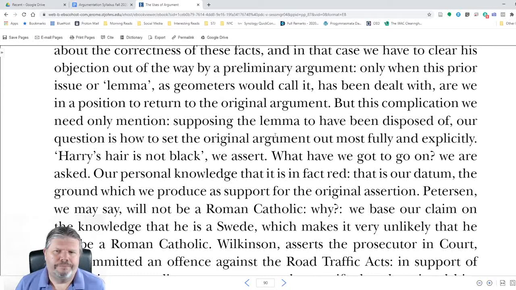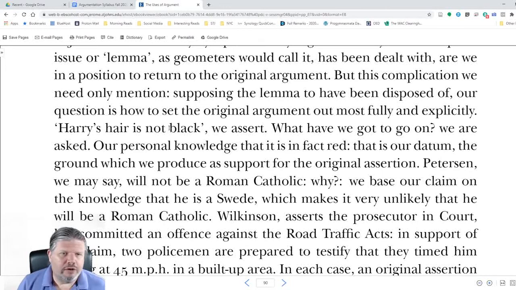Let's get down here. This is interesting. So, Harry's hair is not black, we assert. So that might be the assertion. What have we got to go on? That's the challenge. Like, how can you prove that? Our personal knowledge is that it is, in fact, red. That is our datum, the ground which we produce in support of the original assertion.